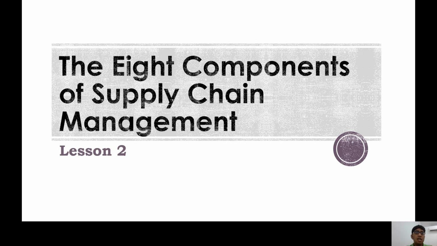So what do we mean by components? These are the parts of the importance of having supply chain management. Ano ba yung mga factors, ano ba yung mga components, ano ba yung mga parts na kailangan in order to make supply chain management effective. So yan yung pag-uusapan natin for this week.